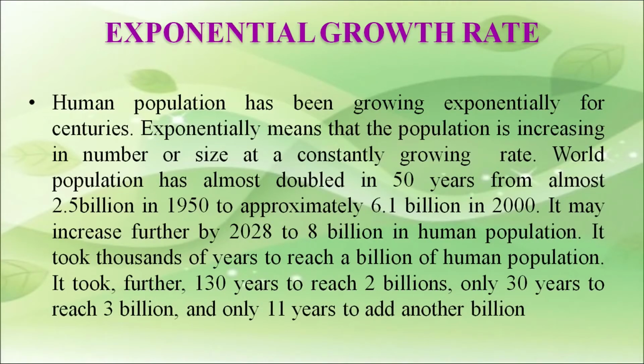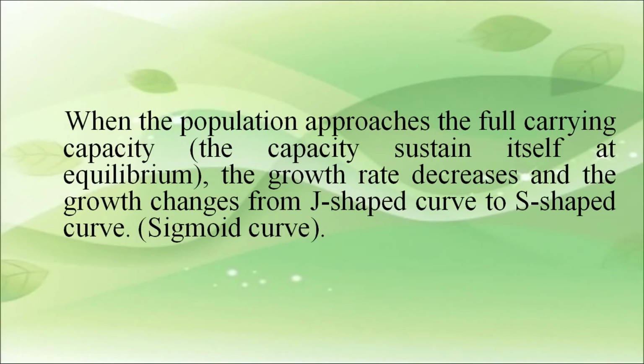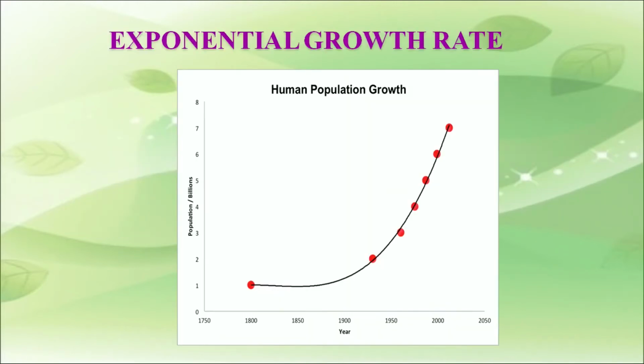Exponentially means that the population is increasing in number or size at a constantly growing rate. World population has almost doubled in 50 years, from almost 2.5 billion in 1950 to approximately 6.1 billion in 2000. It may further increase to 8 billion. When the population approaches the carrying capacity, the growth rate decreases and the growth changes from a J-shaped curve to an S-shaped curve. Look at the figure. This is the human population growth J curve.